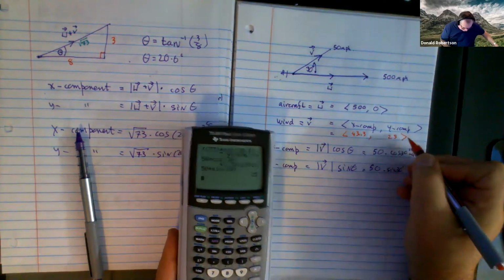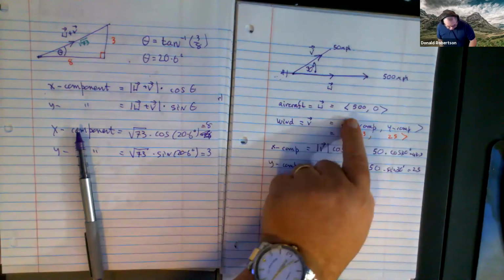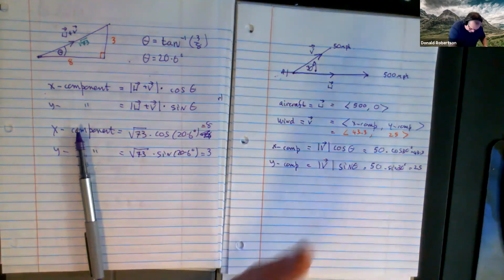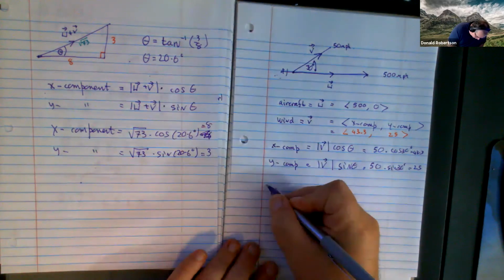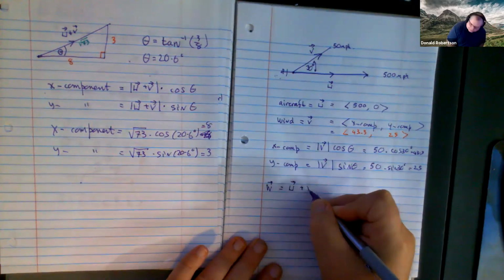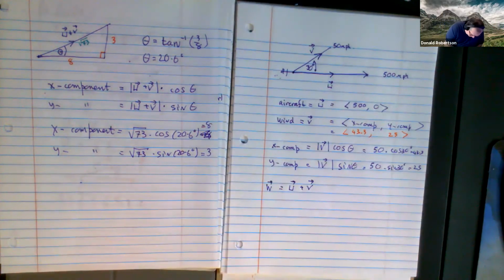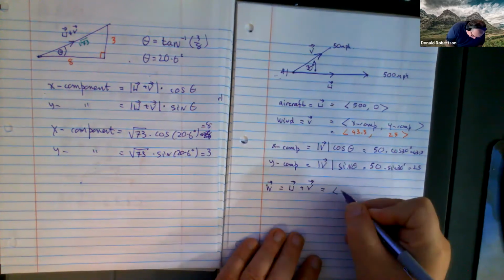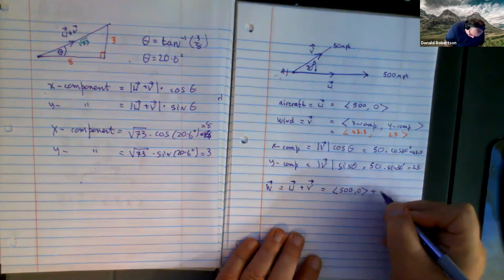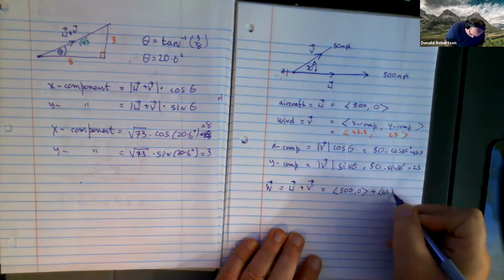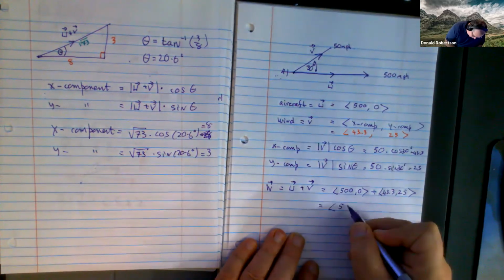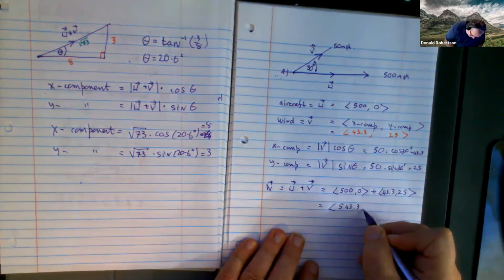So what you do in these stories is you find the vectors for each of these, the aircraft and the wind. And so I'll call it W. And W is what you get when you combine those two forces together. When you combine these two together, it's going to be 500, 0, this one, plus the wind, just this one. And that adds up to being 543.3, 25.